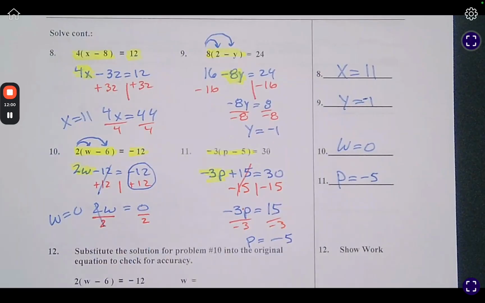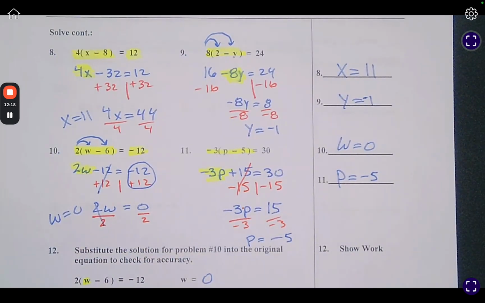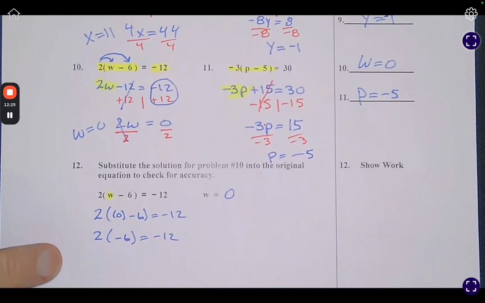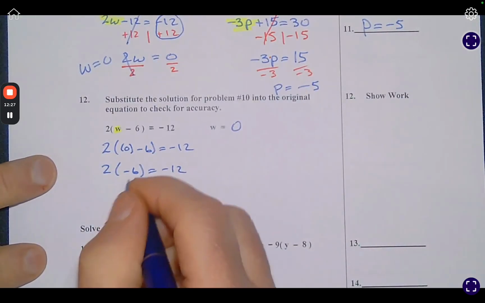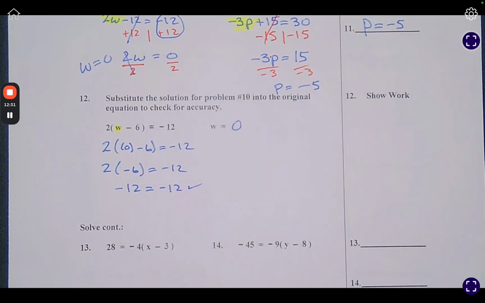All right. Let's see. I got to take that w and put it right there. What does w equal in number 10? Oh, it equals 0. Okay, so rewrite it. 2 times 0 minus 6 equals -12. Simplify. 0 minus 6 is -6. What's 2 times -6 now? That's right. It's -12. They're equal. That checks. We're good to go.